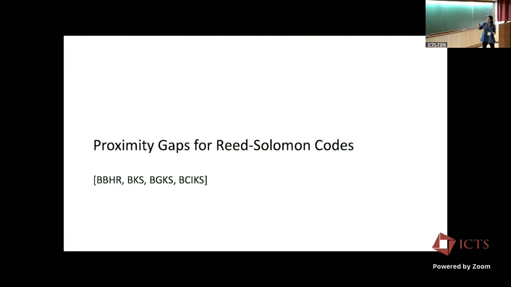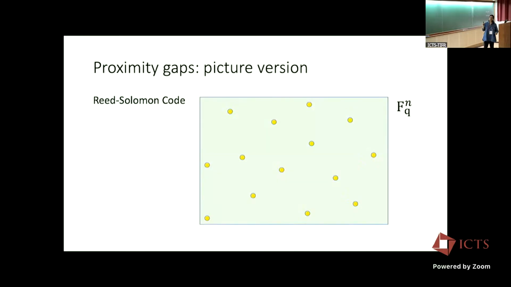So this is the question of proximity gaps for Reed-Solomon codes and has been developed over a sequence of works. Let me give you a picture version of the main proximity gaps theorem. Okay, so again, we have the space F_q to the n, and the Reed-Solomon code is some subset of F_q to the n, where any two code words are far apart.